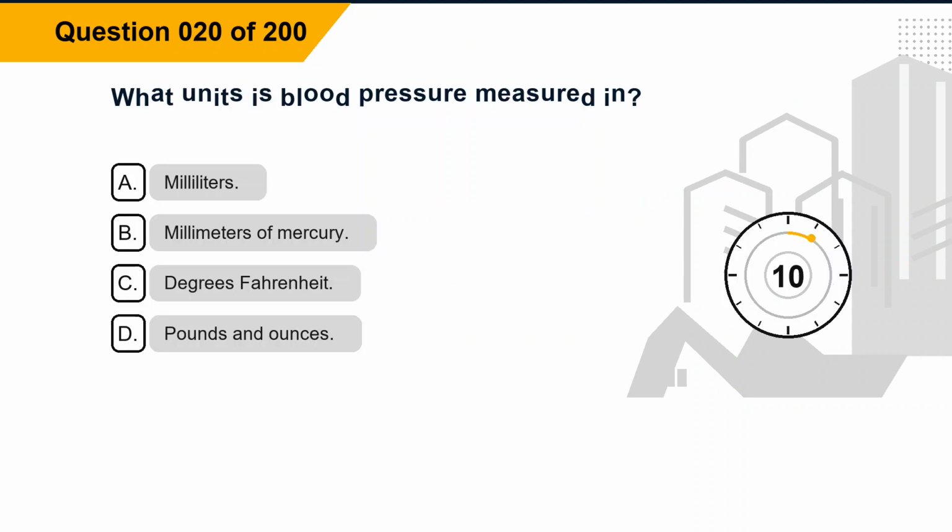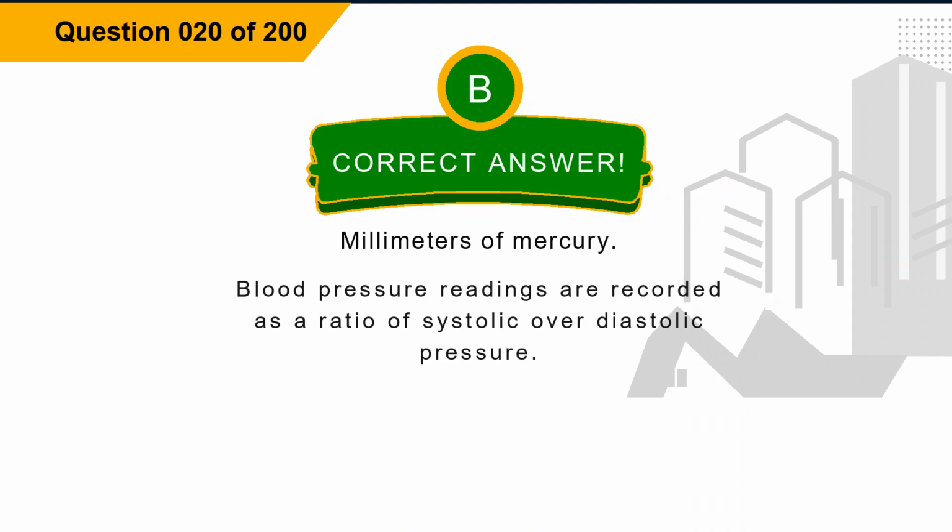Question 20. What units is blood pressure measured in? Option A, milliliters. Option B, millimeters of mercury. Option C, degrees Fahrenheit. Option D, pounds and ounces. The correct answer is option B, millimeters of mercury. Explanation. Blood pressure readings are recorded as a ratio of systolic over diastolic pressure.